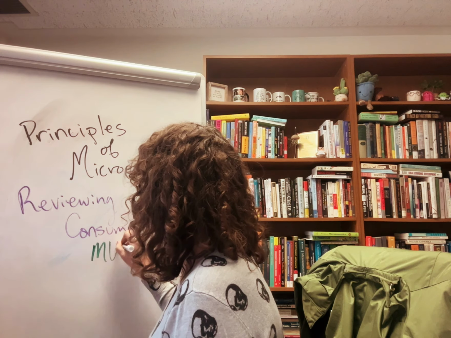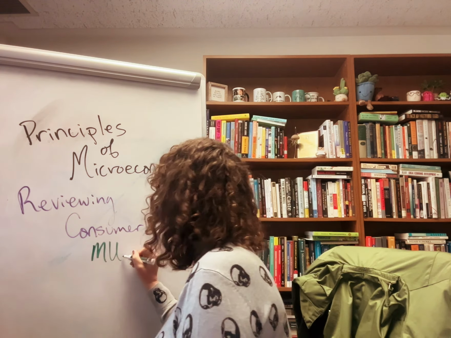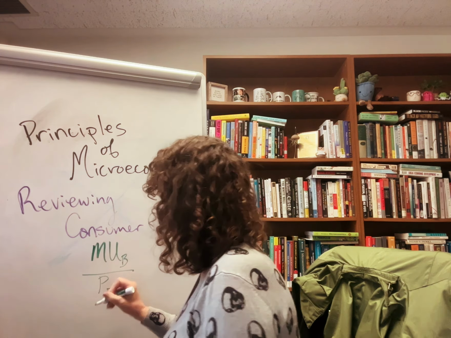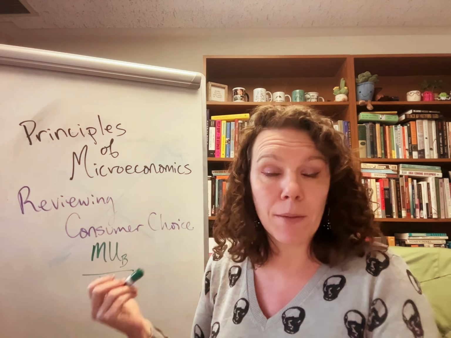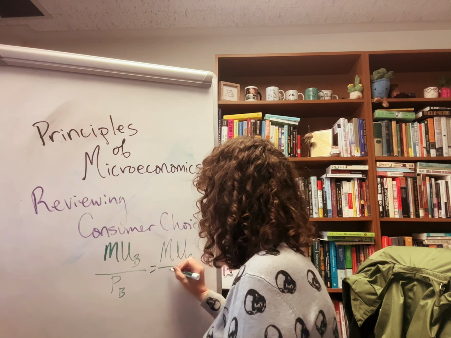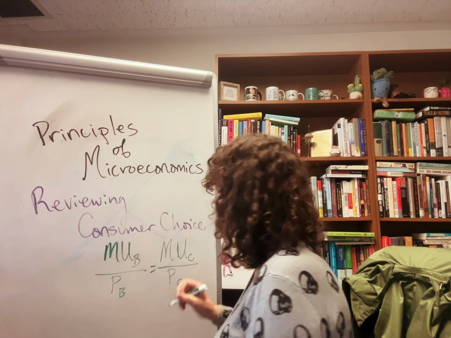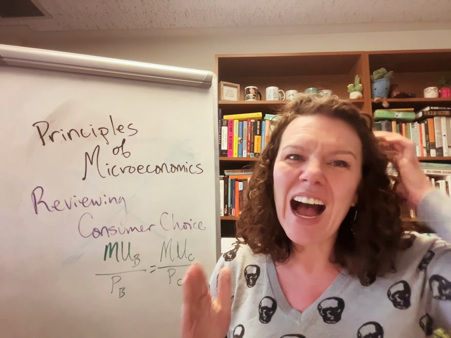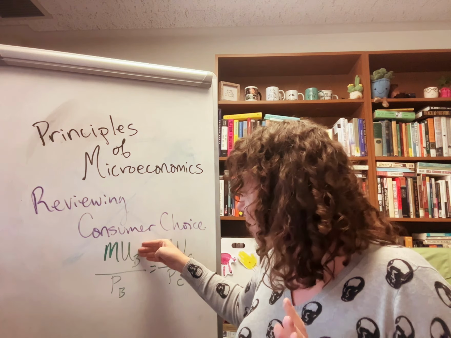So maybe I want to look at the marginal utility of buying myself a book relative to the price of that book. But if I'm trying to decide how many books versus how many cups of coffee to get, then I want to compare it to the marginal utility of coffee relative to the price of coffee. That's because I'm going to get different value and satisfaction from each of those goods, but they're going to cost different prices.